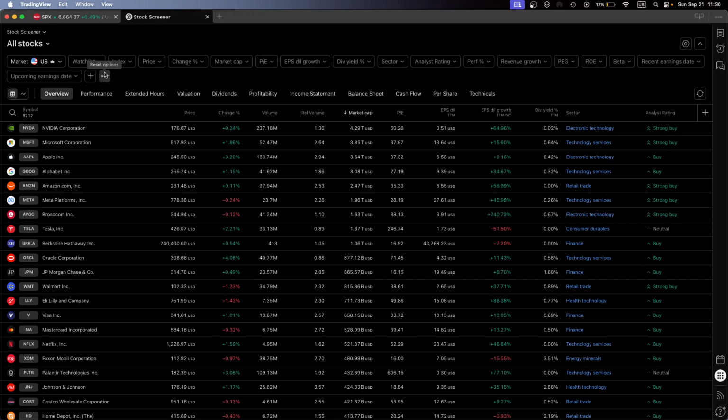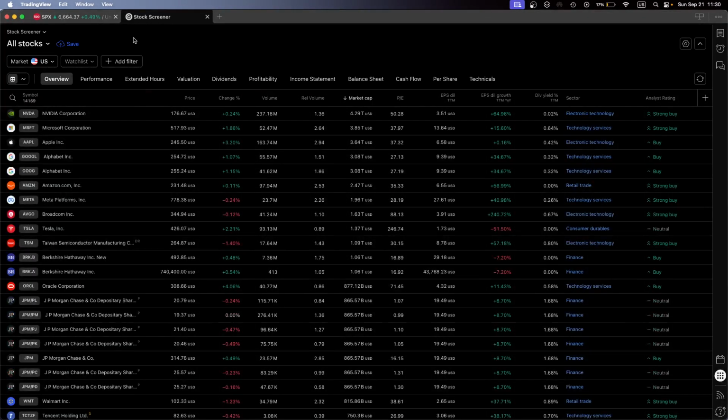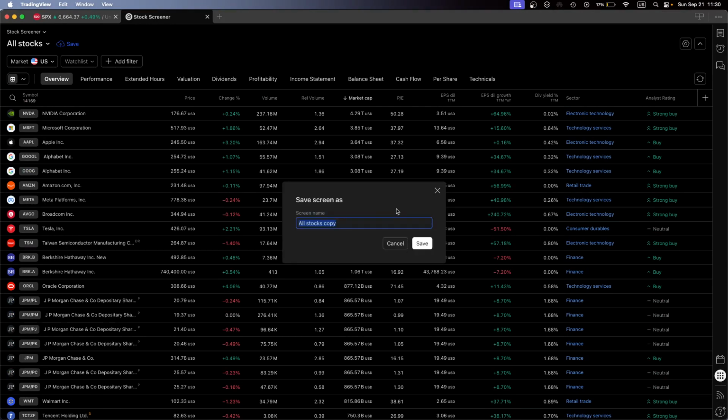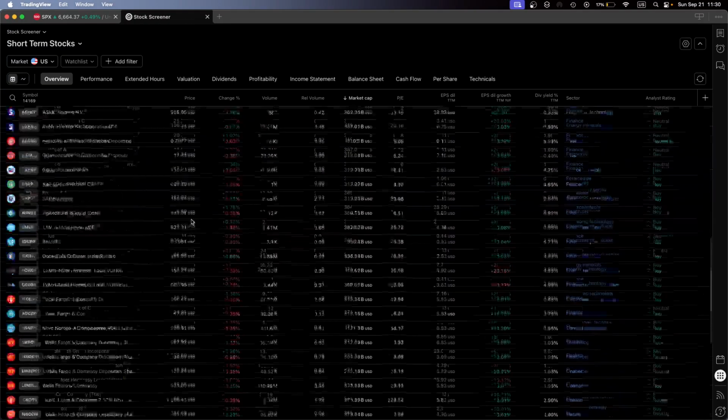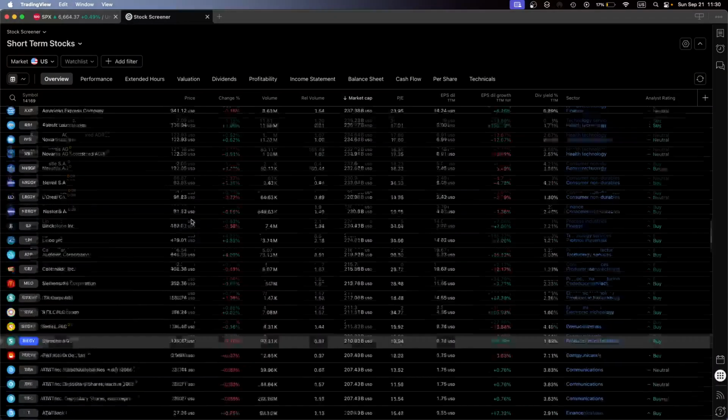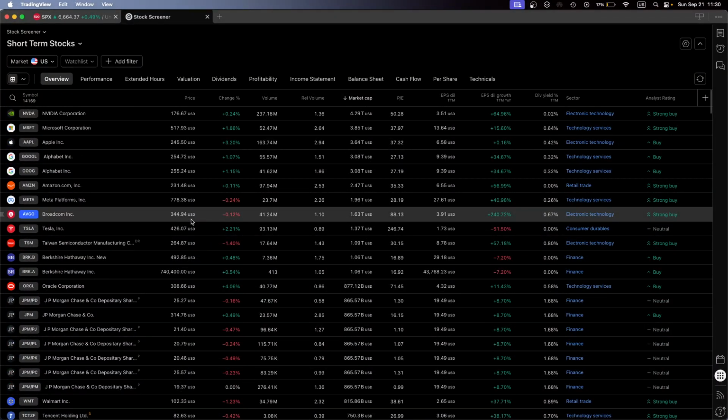So let's look at it. Let's reset everything, remove everything first, and then click on save. So first we will keep it as the short term stocks. So we'll save it first. So now you have your own screener. So now we can add our own filters, and then we can filter down from so many stocks to maybe around 10 to 20 or 30, depending on what kind of filters you use.